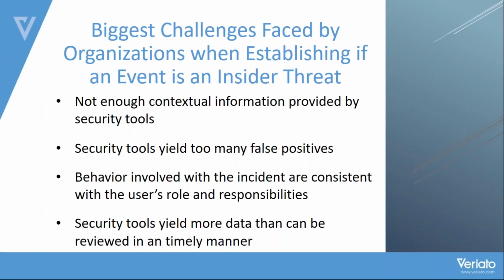Okay? So I have here, not enough contextual information provided by security tools is a problem. Security tools yield too many false positives that I talked about. Behavior involved with the incident is consistent with the user's roles and responsibilities. What I mean is that we don't see an anomaly right now. It's consistent with what they should be doing, so we don't notice it. Security tools yield more data than can be reviewed in a timely manner. One of the biggest problems we have is that we collect all this information, but because we're working every day, we don't have time to look at all of it. So what do we do? We set it aside. We don't take the look that we should take.